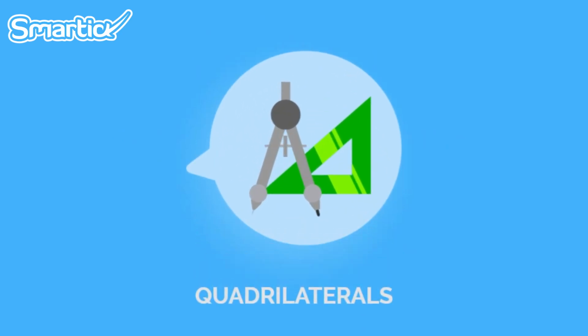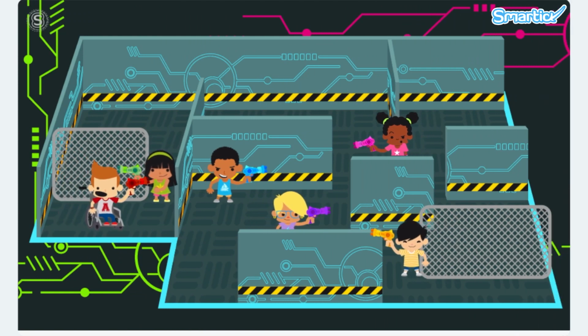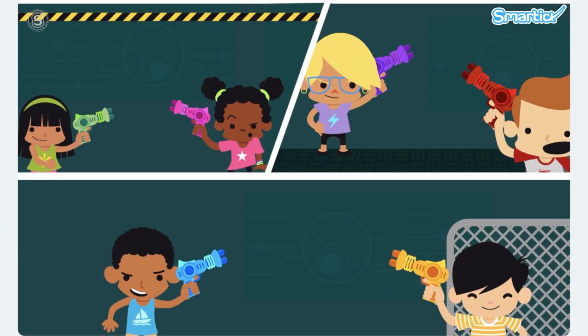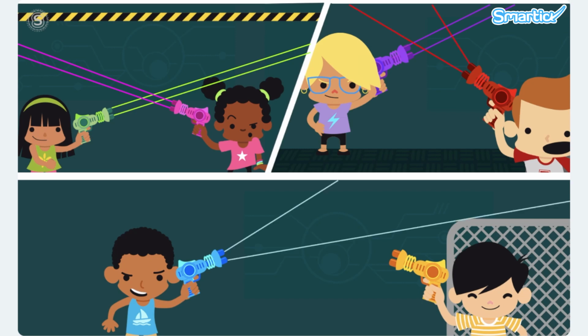Quadrilaterals. Otto and his friends are at the arcade. They've been given some really cool laser pointers to play with that send rays in different colors and shapes. Amy, Zoe, and Eva's laser pointers send rays that go in the same direction, although Eva's have a bit more space between them. Leo, Max, and Otto's laser pointers send rays that go in different directions.